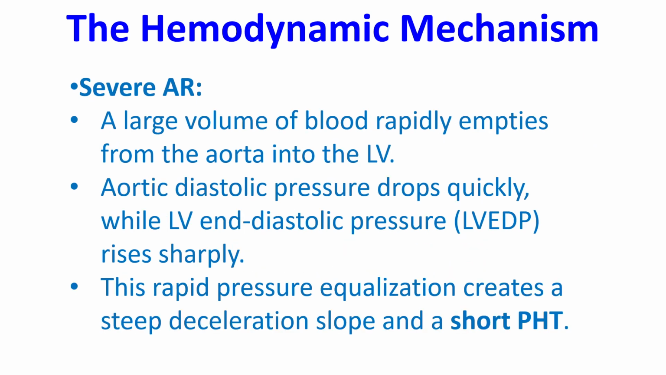In severe AR, a large volume of blood rapidly empties from the aorta into the LV. Aortic diastolic pressure drops quickly, while LV end diastolic pressure rises sharply. This rapid pressure equalization creates a steep deceleration slope and a short PHT.